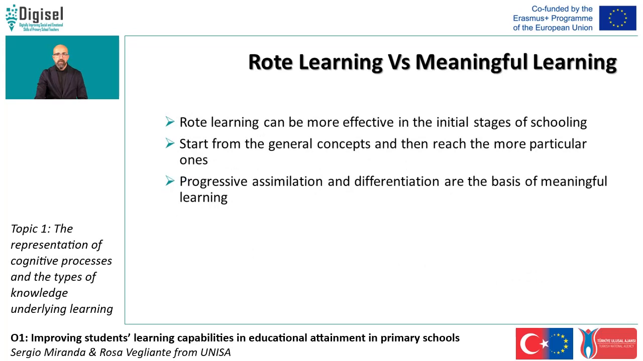For example, in the initial stages of schooling, rote learning can be more effective. In planning educational interventions, we should proceed in a gradual manner, starting from the general concepts and then reaching the more particular ones by means of a progressive differentiation.